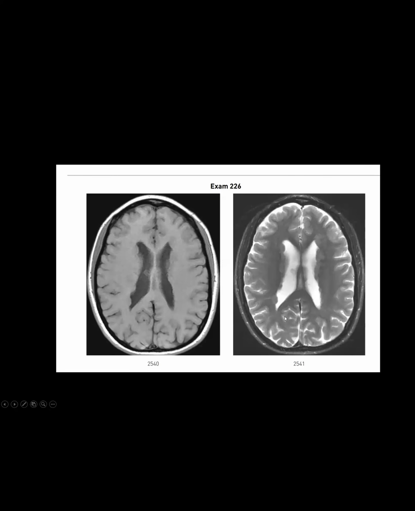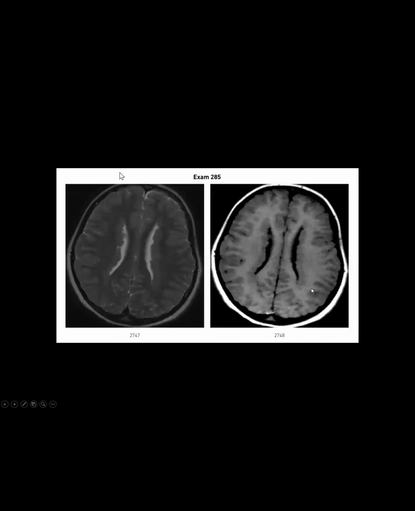Another example from your right exam, you have all these little nodules that follow the same signal as the cortex. This is an example of heterotopia again. And this is a third example from another one of your right exams. There's multiple nodules that you're seeing around the ventricles. They're exactly the same signal as the overlying gray matter cortex.